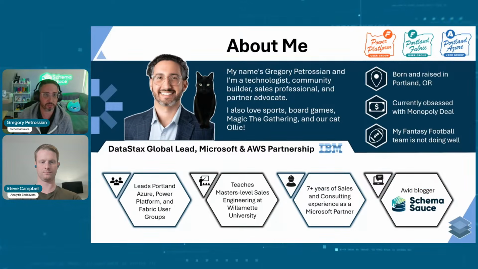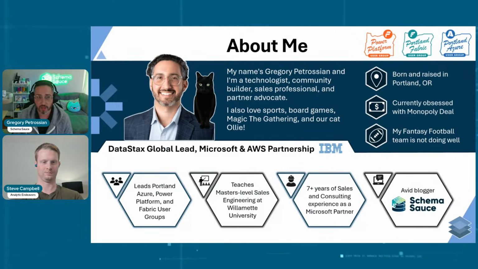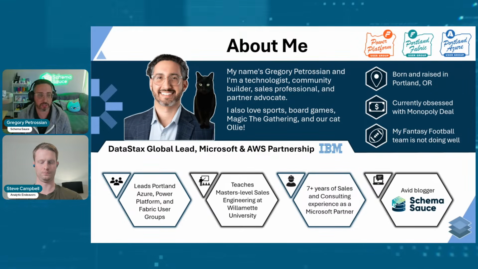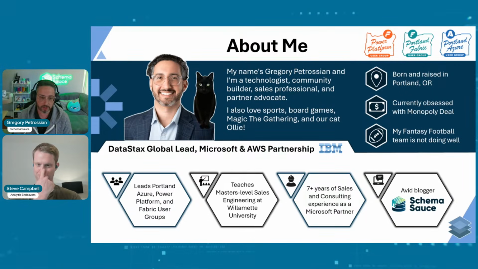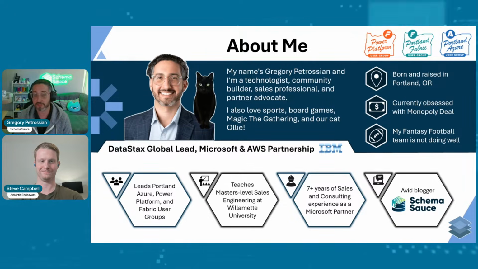Talked a little bit about me, but that's a cute picture of my cat. I'm an avid blogger on Schema Sauce. I love running user groups. I've been teaching tech sales at Willamette University, and I have a long history as a Microsoft partner in the consulting world. So I have done implementations from app dev to analytics to AI. So I have a pretty wide breadth and depth of experience. And now, from DataStax to IBM, have been really focused on AI and helping enterprises do AI the right way, and implement Gen AI responsibly and successfully.